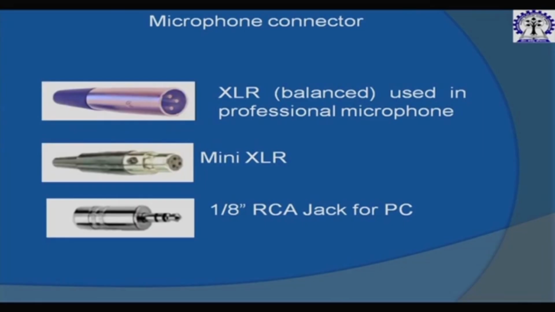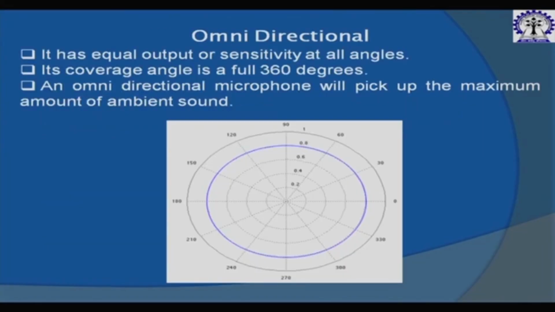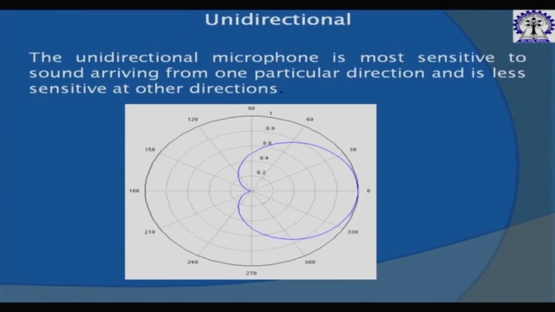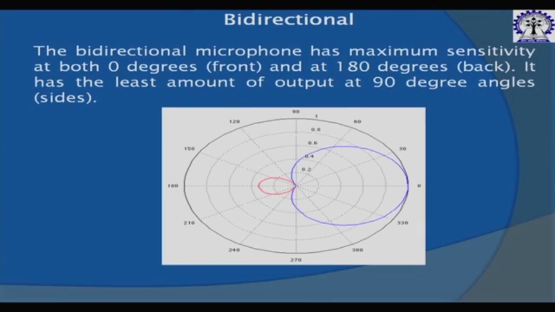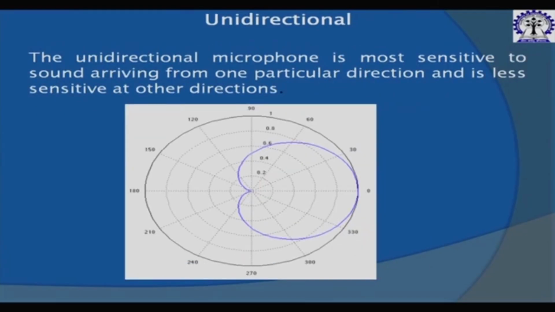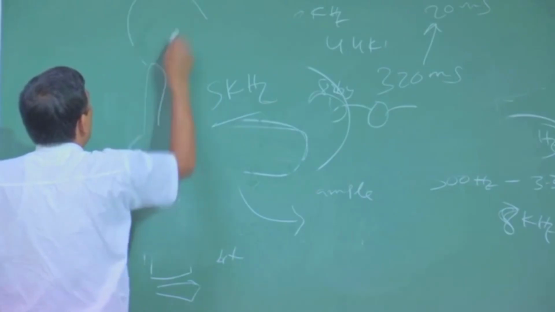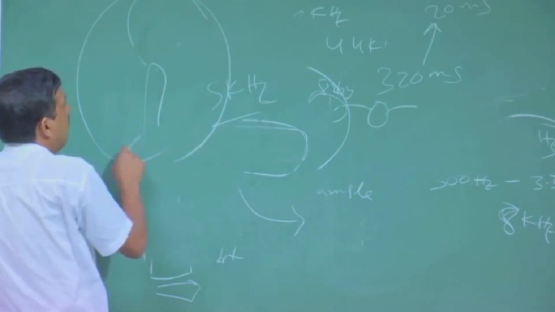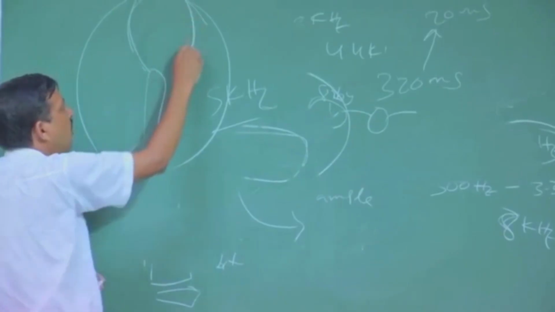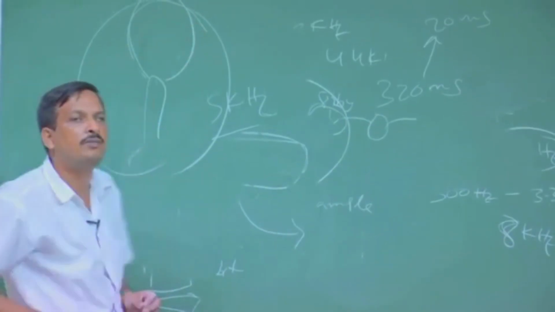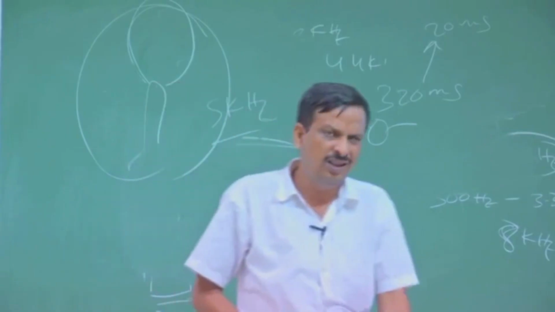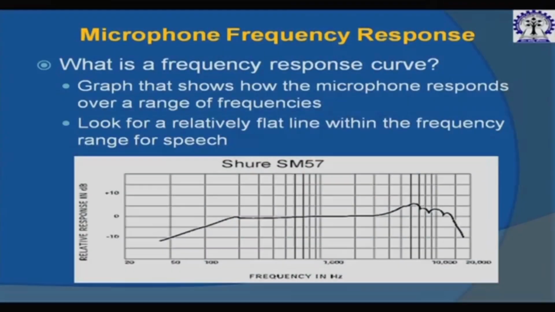Then there is a connector. Then if you see the directivity, a microphone may be omnidirectional, bidirectional, or unidirectional, all kinds of directivity, meaning from which point the microphone has a pickup. If you see the omnidirectional, that means that microphone can pick up sound from any direction. If it is unidirectional, it can only pick up sound from one direction. That is represented in a polar plot. The slides are there. This is the frequency response example of a microphone.